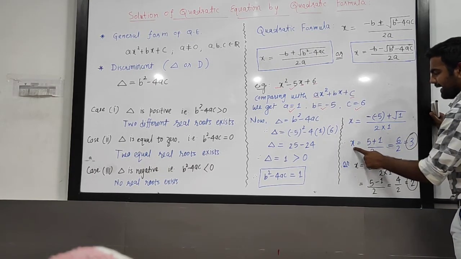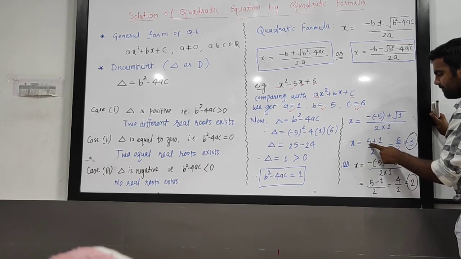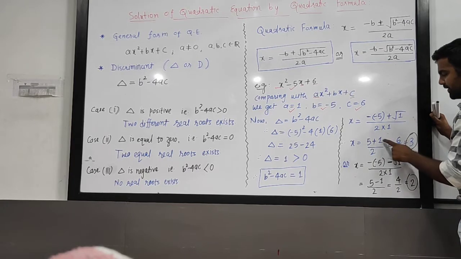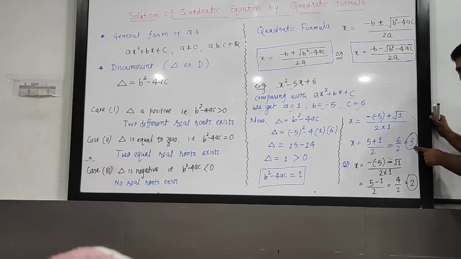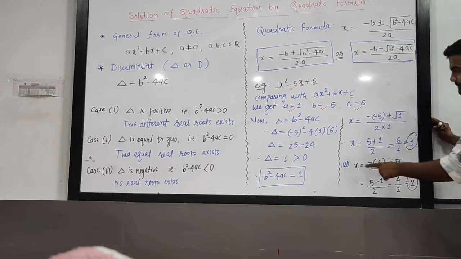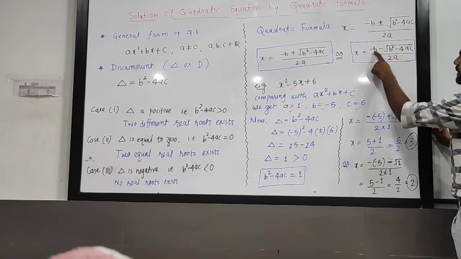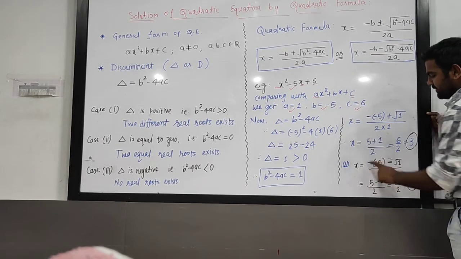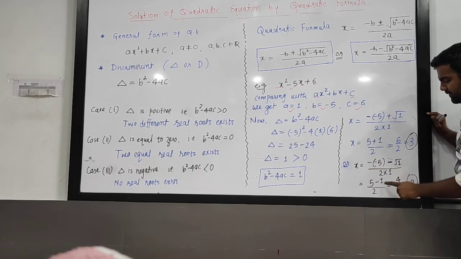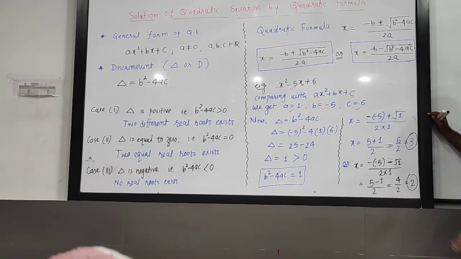Therefore, x is equal to, this minus into minus is plus, so 5 plus square root 1 is 1, so this is (5 plus 1) by 2, 6 by 2, it is equal to 3. Or the other value of x is minus b, again the minus sign is already there, so minus of minus 5, that is plus 5 minus root 1 is 1 divided by 2 into 1, so this is (5 minus 1) by 2, so 4 by 2 is 2.